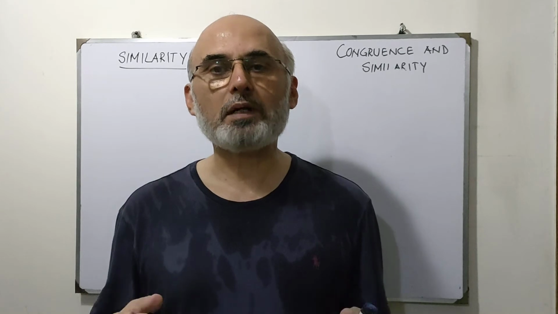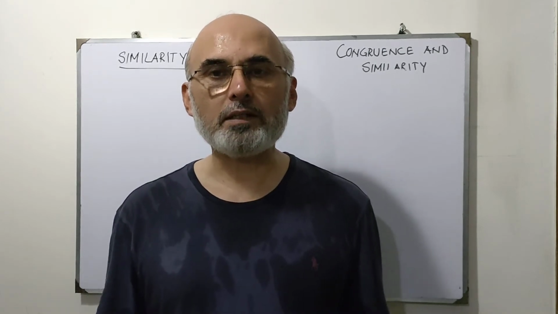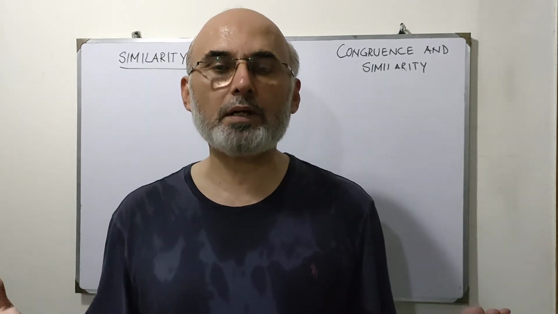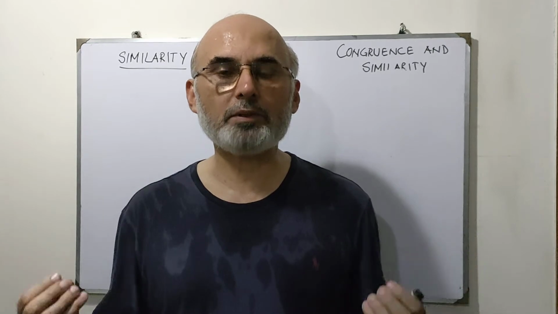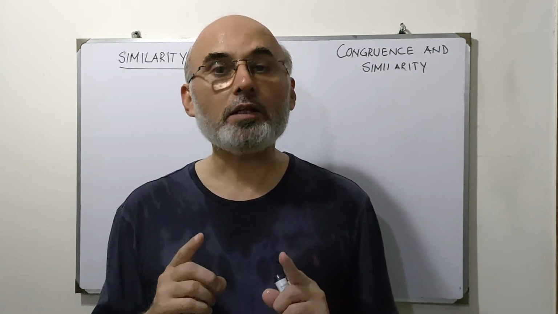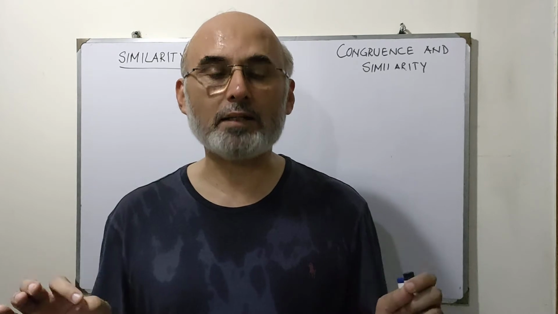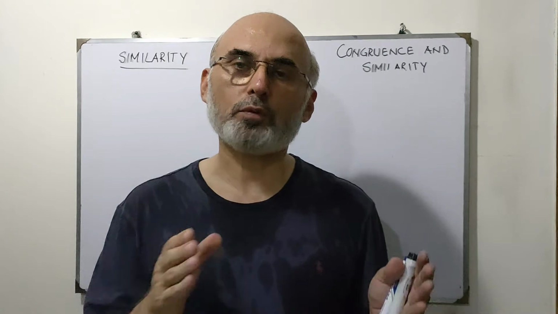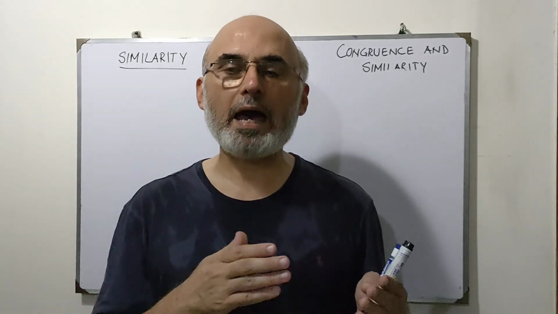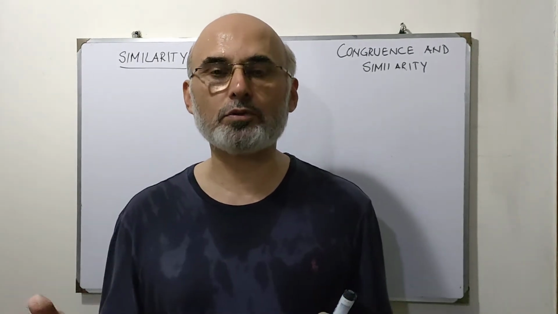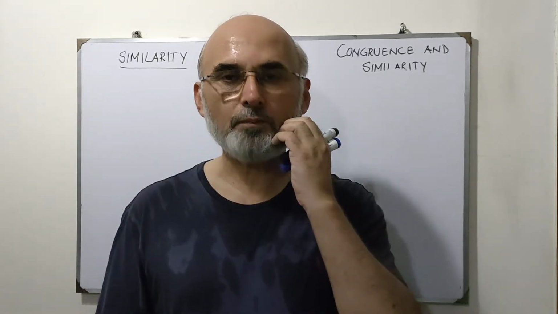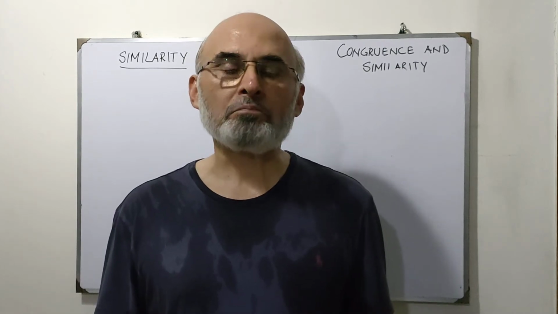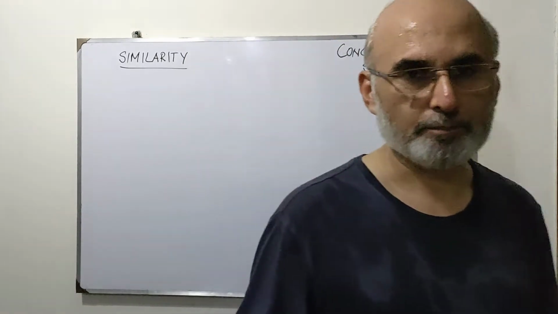Now let's talk about similarity. In the case of similarity, the angles of the figures we are comparing will be the same. All the angles will be the same, but all the sides will not be the same. But the ratios of the corresponding sides will be equal. So for similarity, what are we going to look for? Angles and the ratios. So let's take the first example and see how we declare two figures to be similar.